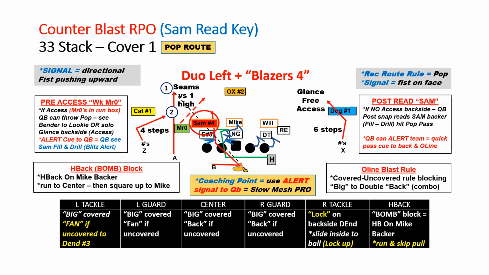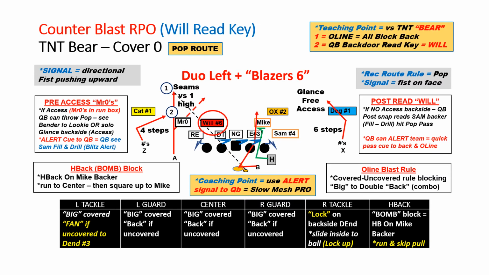If he sits, the back will get, and we get the isolation block by the H-back on the Mike. You can see here the guards are uncovered just like the 34 odd, and so they're blocking back. The centers and the tackles are covered. They're big on big.